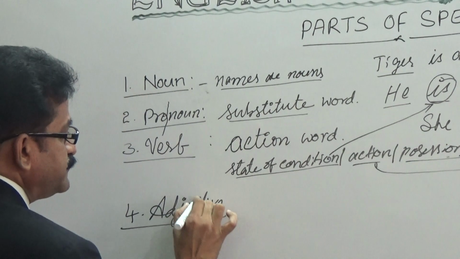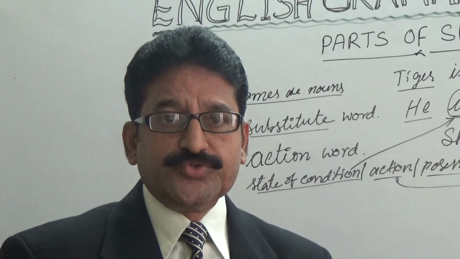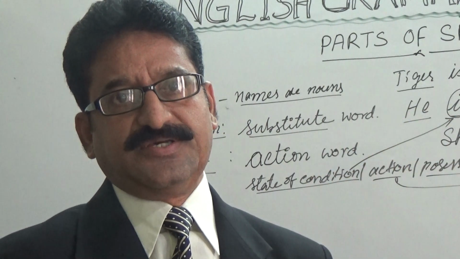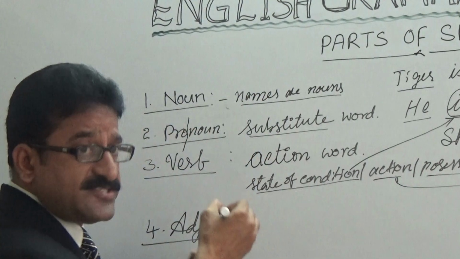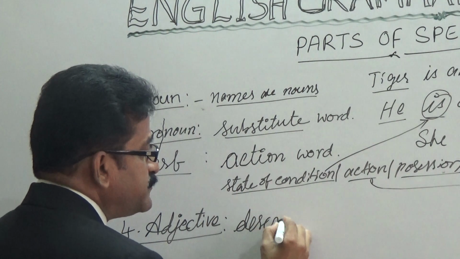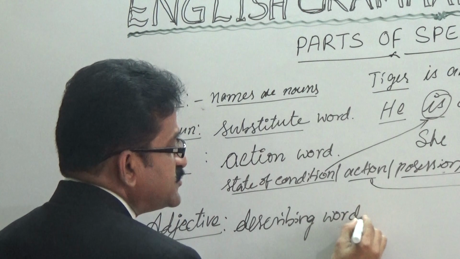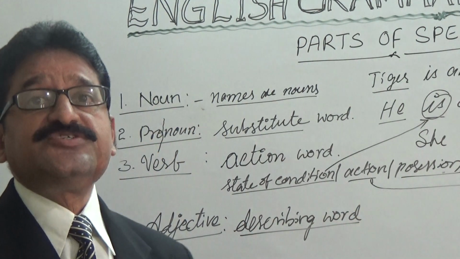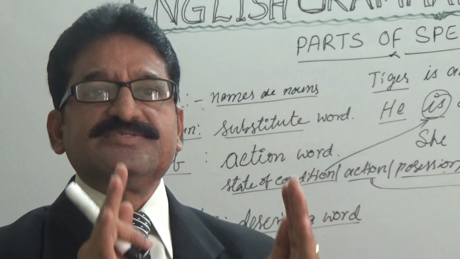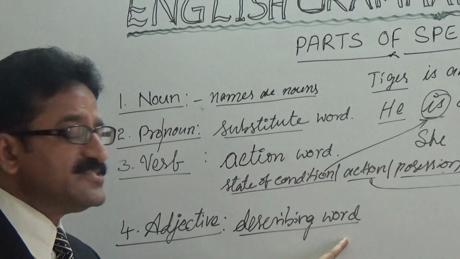Adjective. An adjective is a word which is used to describe the characteristics of the subject in a sentence. As it is describing, we simply call it a describing word. The word which is used to describe the characteristics of the subject in a sentence is called an adjective.